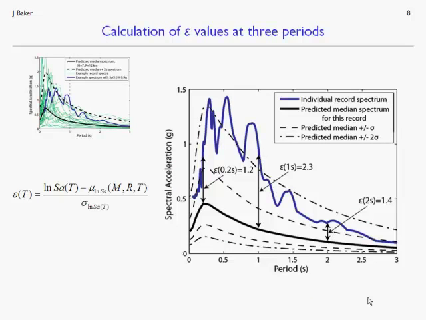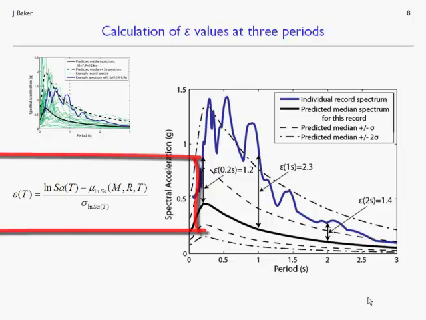In order to get there, let's look at epsilon values at multiple periods. So again, I said epsilon was the number of standard deviations that a particular spectral acceleration differs from the predictive model. And this is all a number of standard deviations in terms of log spectral acceleration. So over on the left here, we've got the computation equation that epsilon is equal to log of the observed spectral acceleration minus mean of the log of spectral acceleration, denoted mu.